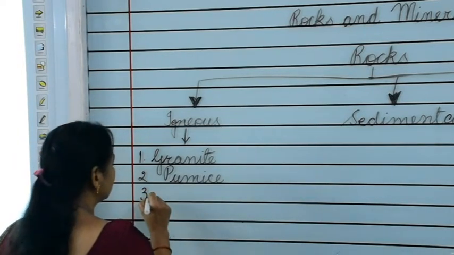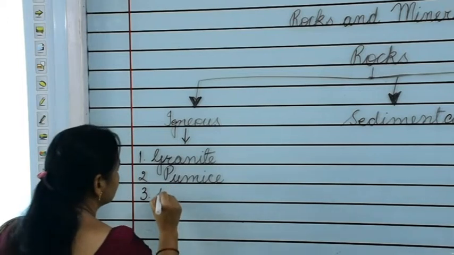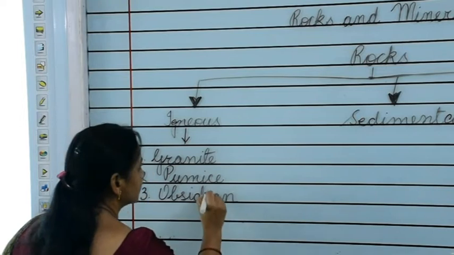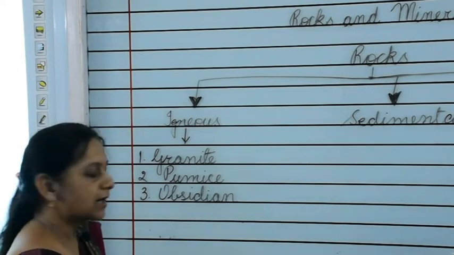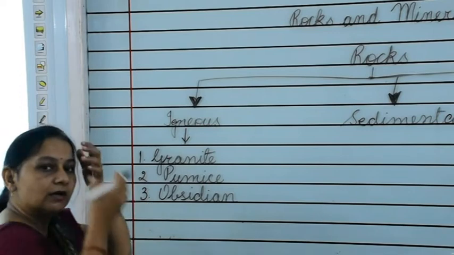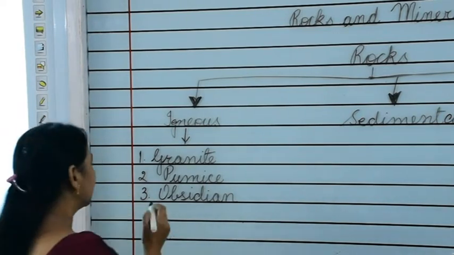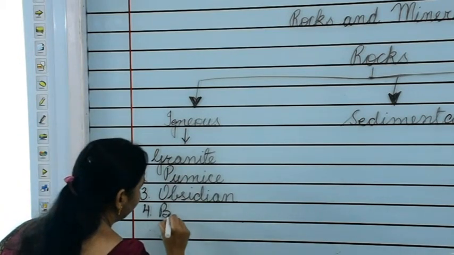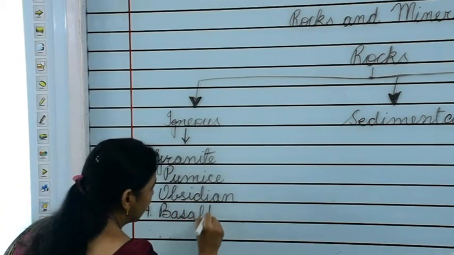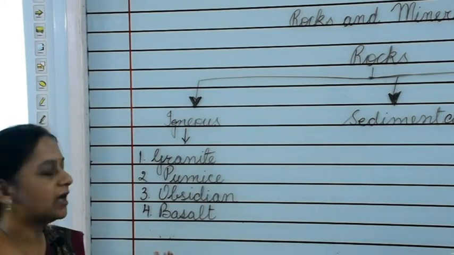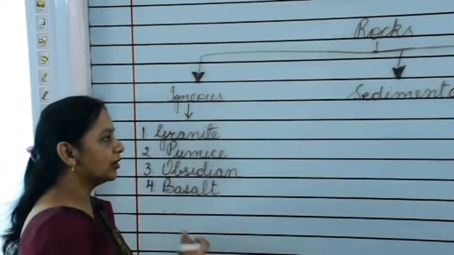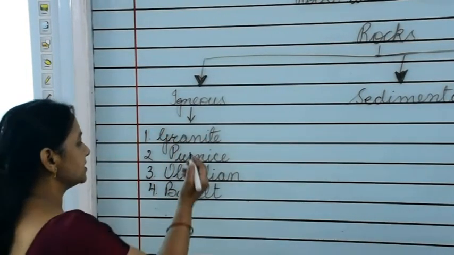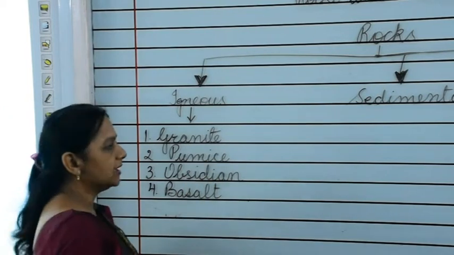The third one is obsidian. It is again a dark rock and is used for construction, for cutting tools and for making jewelry. The fourth one is basalt. It is a dense rock which is used for construction of roads. So these are the 4 examples of igneous rocks, that is granite, pumice, obsidian and basalt.